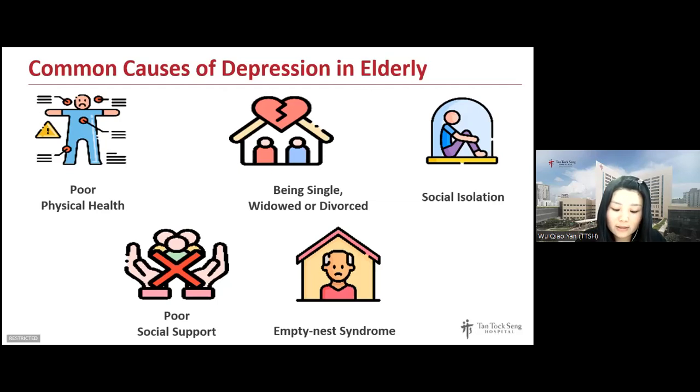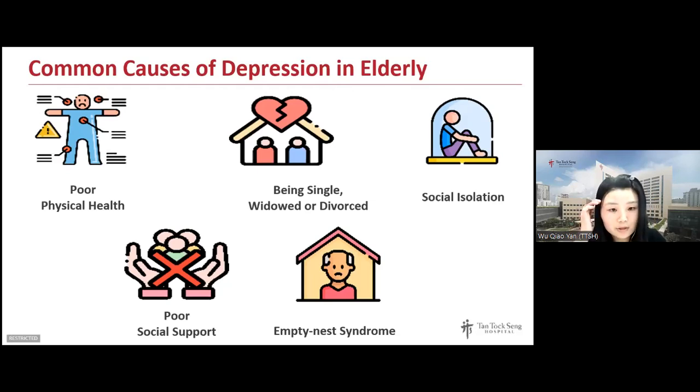So for being single, widowed or divorced, older adults often go through a very difficult time of loss as they age. This might include losing loved ones or friends, their health, pets, or homes. While some people manage these challenging circumstances well, the recurrent loss experience can occasionally result in depression.